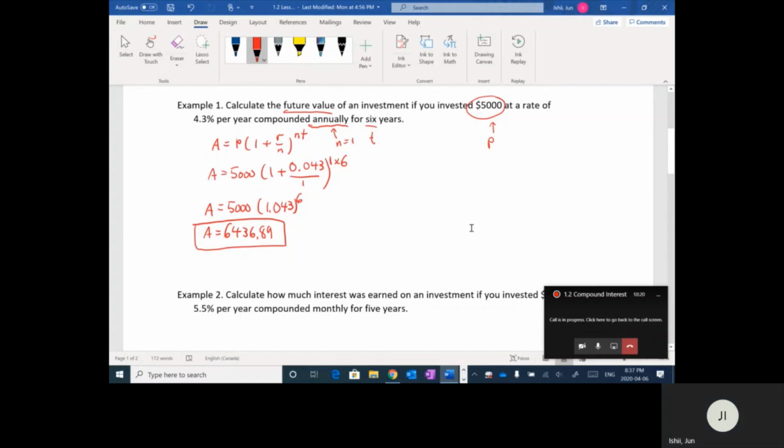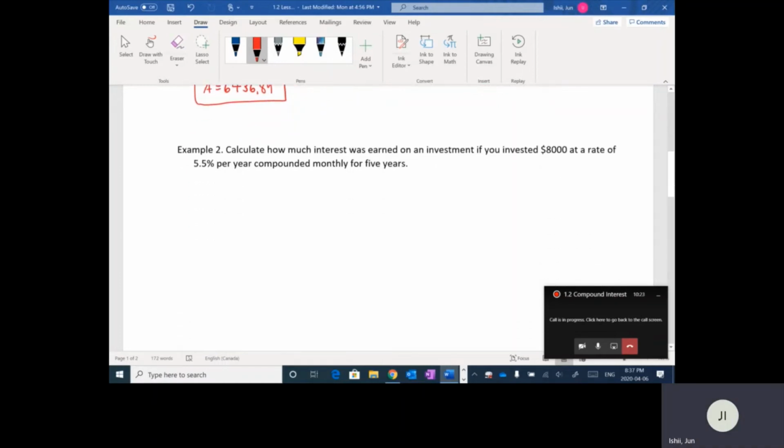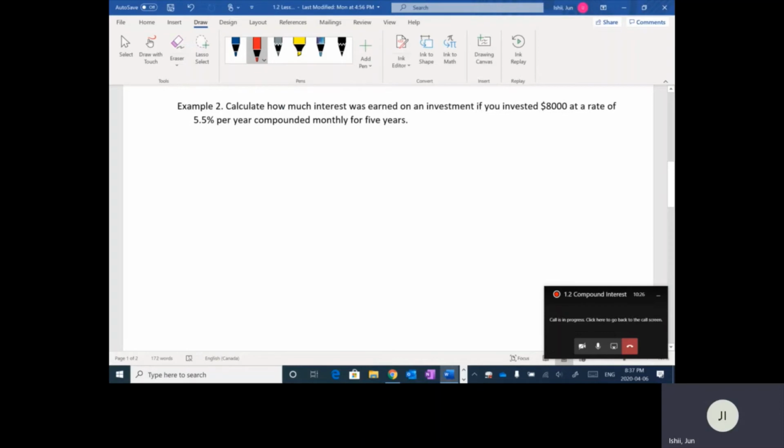Cool. Let's jump to the next one. This time we want to calculate how much interest was earned on an investment. You've invested 8,000 at a rate of 5.5%. The 8,000 is my principal, and this is my rate, 0.055, compounded monthly. This is different from the previous example because now we compound after each month, so n is equal to 12. And the 5 years, so t equals 5.